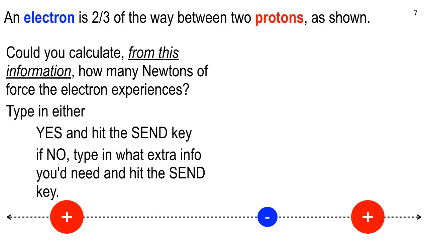Charge? Charge is implied by it's an electron and a proton, or 2 protons. Okay, so you could look those up. It's not a mystery. Let's look further down the list here, see if I can do this.